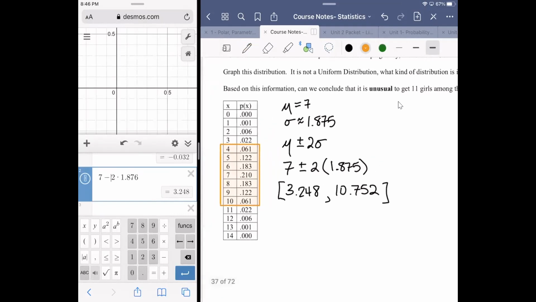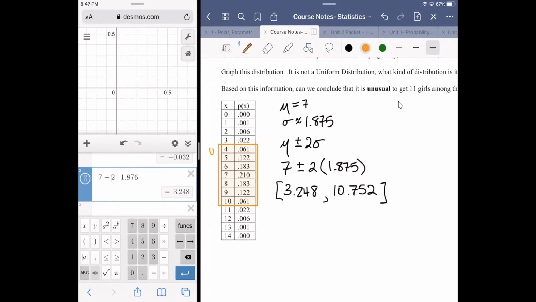So these are the usuals. Anything that falls outside of that interval is going to be considered unusual. So 11 definitely falls outside of that interval, but not by a whole heck of a lot, but it does fall outside of that interval. So therefore, 11 girls in 14 births would be unusual.